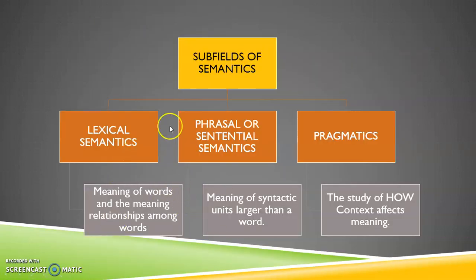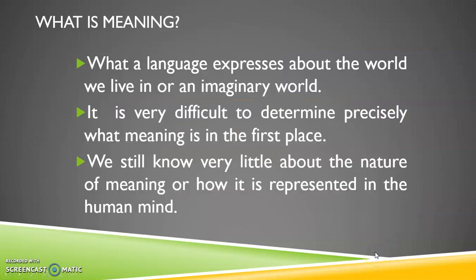So there are some subfields of semantics. We have lexical semantics, which is the meaning of words and the meaning relationships among words, like synonyms, antonyms. Then phrasal or sentential semantics, the meaning of syntactic units larger than a word. So we are going to deal with ambiguity, with analyzing the meaning of sentences. And then another subfield that could be integrated into semantics is pragmatics. It's the study of how context affects meaning.